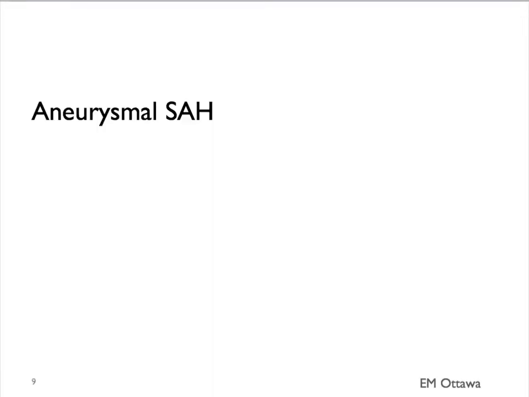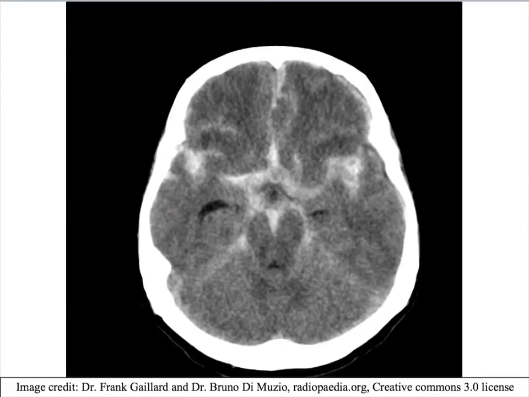What about a subarachnoid hemorrhage that comes from an aneurysm? Since most aneurysms arise from the circle of Willis, when there is an aneurysmal rupture, the blood will be around the circle of Willis on the CT scan, like this. You can see the blood outlining the circle of Willis and the CSF space around it very well.